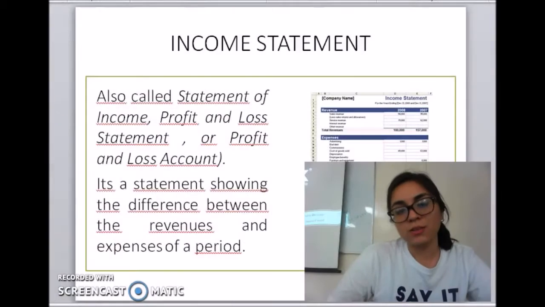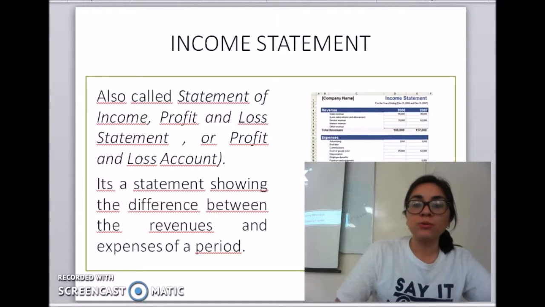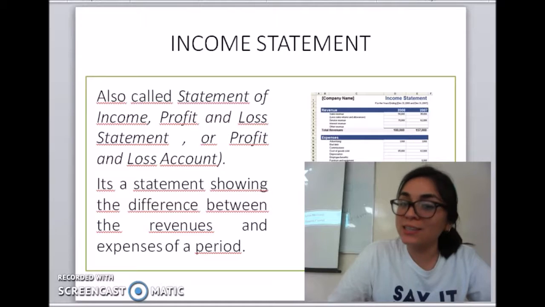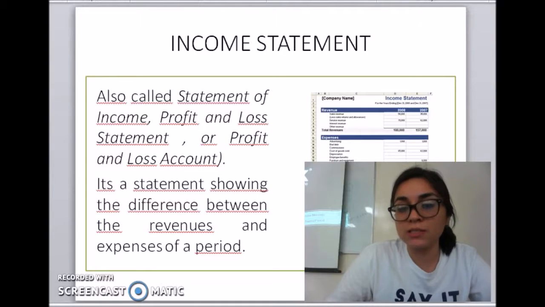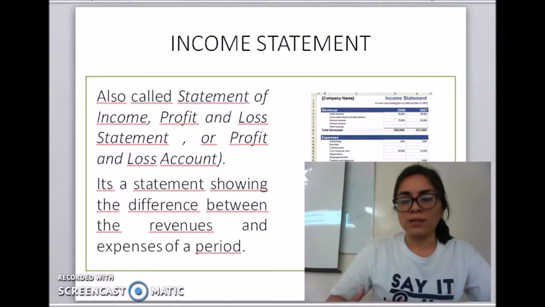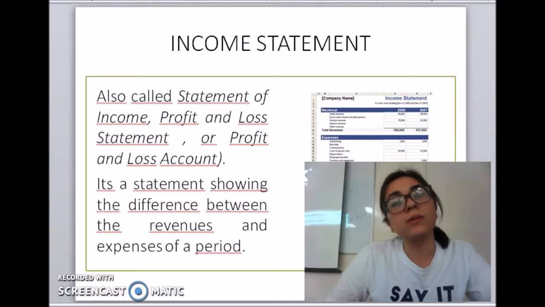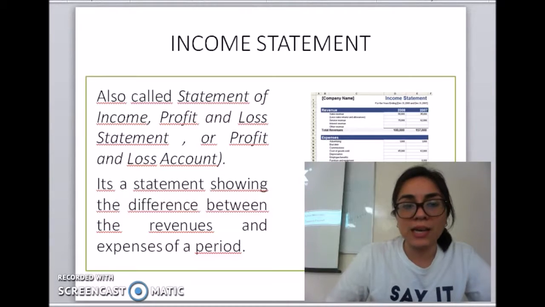Okay, so now we've discussed two types of financial statements from the company Apple. Now it's my turn to discuss the final statement, which is the income statement. This one is the one that really matters the most to the shareholders. The income statement is also called statement of income, profit and loss statement, or profit and loss account. It's a statement showing the difference between the revenues and the expenses of a period. That's what we've spent money on, or invested money on, or had expenses of any kind, and all the revenues we got. So we got the results of a period and the money that we gained because of it.